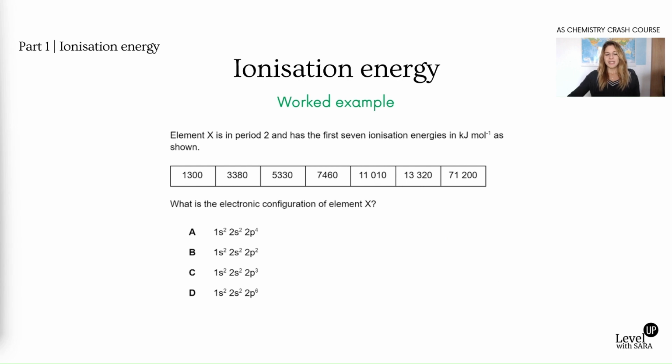So think about what we said in terms of trends. Okay, there is one that I haven't mentioned, but I would like to mention it using this example. So element X is in period 2 and has the first 7 ionization energies written here. So as we said, the ionization energies increase. Yeah, the successive ionization energies increase.